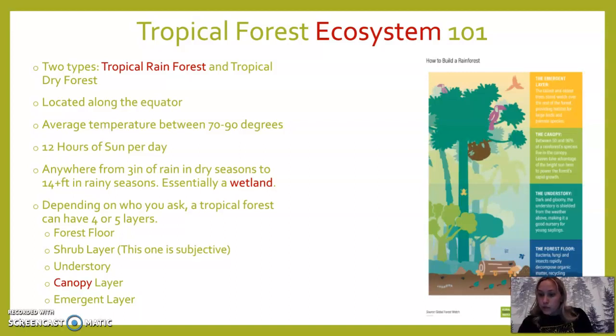The canopy, between 50 and 90% of the rainforest species live in the canopy. Leaves take advantage of the bright sun here to power the forest's rapid growth. The understory, dark and gloomy, is shielded from the weather above, making it a good nursery for young saplings. And then you have the forest floor. Bacteria, fungi, and insects rapidly decompose organic matter, recycling nutrients for other organisms.